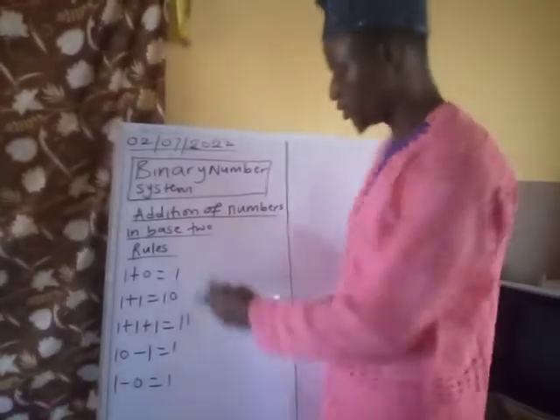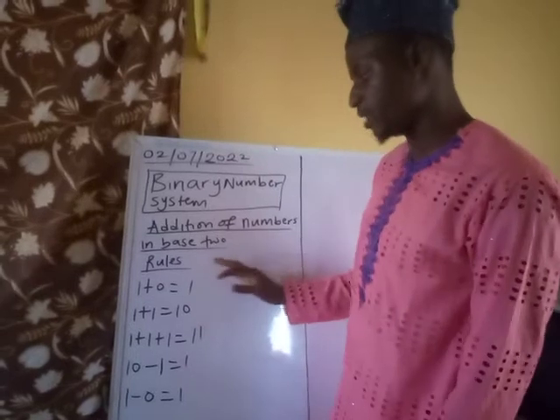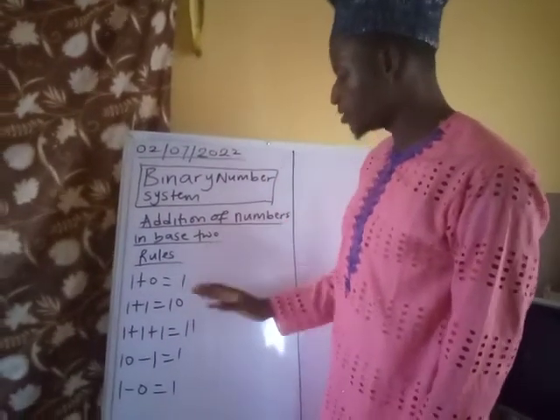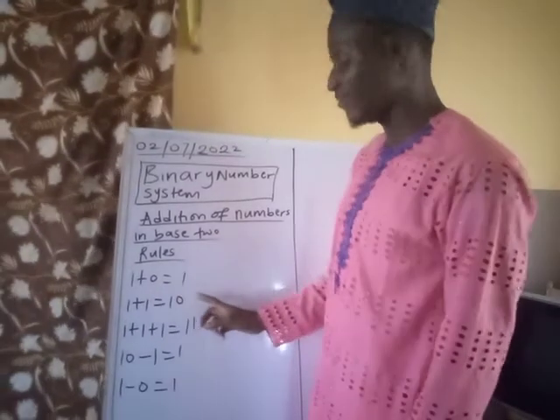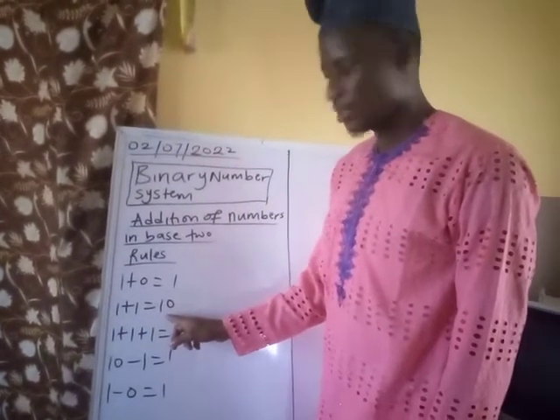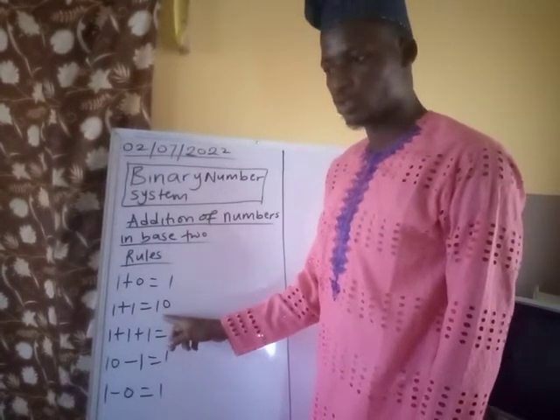1 plus 0 is equal to 1. That one is correct. We all believe that one. Now, 1 plus 1 is 10. For example, we know that normally in mathematics, 1 plus 1 can never be 10. It's going to be 2. So, how do they get this? How do they get this 10? So, that is what we want to discuss.